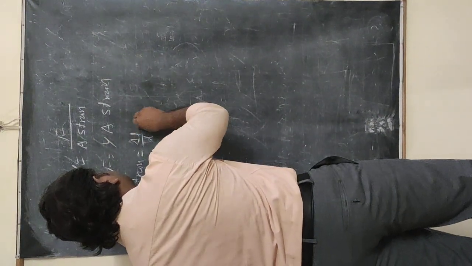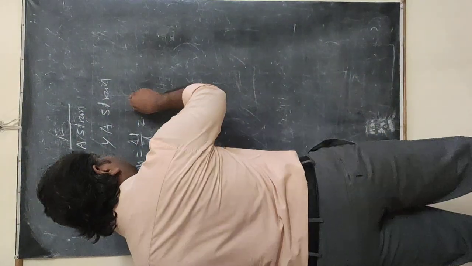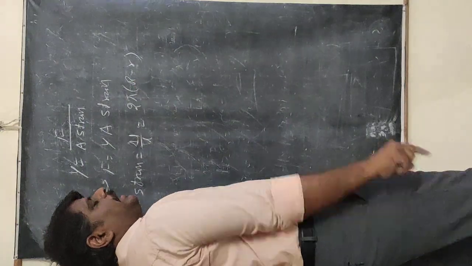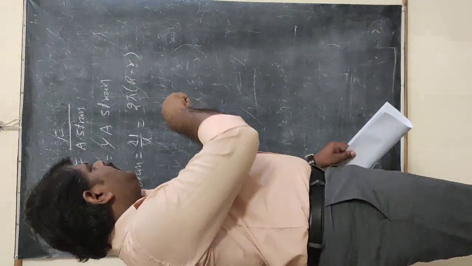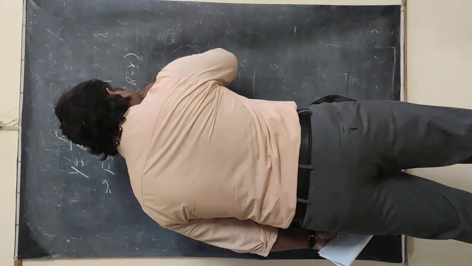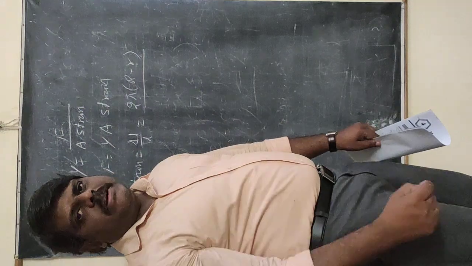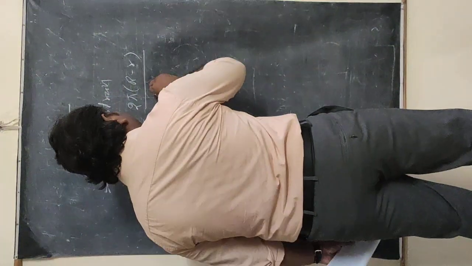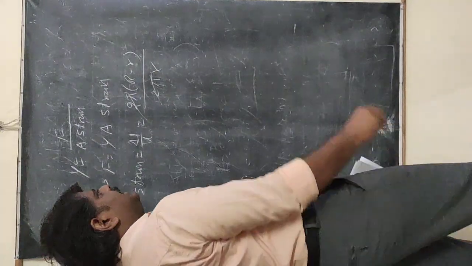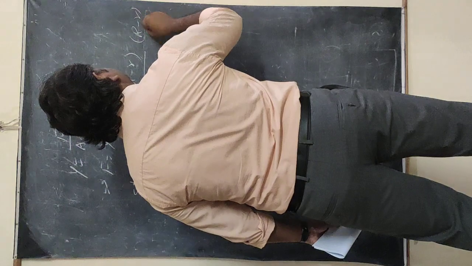So the strain is delta L by L, the change in length, that means the change in circumference. The change in circumference is 2 pi into capital R minus small r, where capital R is the radius of the wooden circle and small r is the radius of the steel ring, divided by the initial circumference. Initial circumference means the circumference of the ring, so it becomes 2 pi into small r. The 2 pi will be cancelled, and you get capital R minus small r by small r.